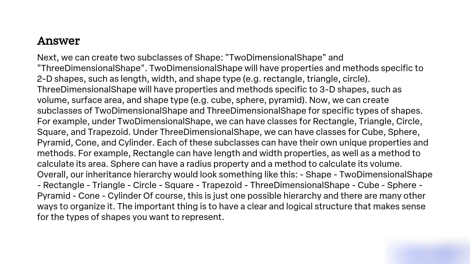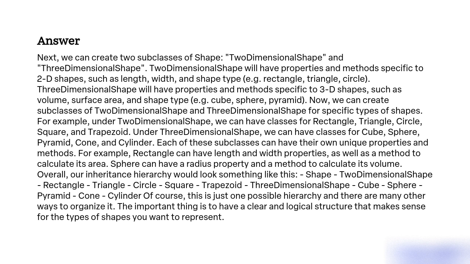Next, we can create 2 subclasses of Shape: TwoDimensionalShape and ThreeDimensionalShape. TwoDimensionalShape will have properties and methods specific to 2-D shapes, such as length, width, and shape type, e.g. rectangle, triangle, circle. ThreeDimensionalShape will have properties and methods specific to 3-D shapes, such as volume, surface area, and shape type, e.g. cube, sphere, pyramid.